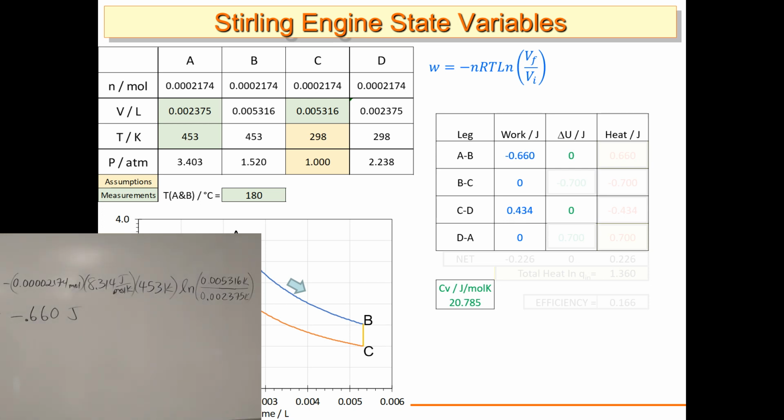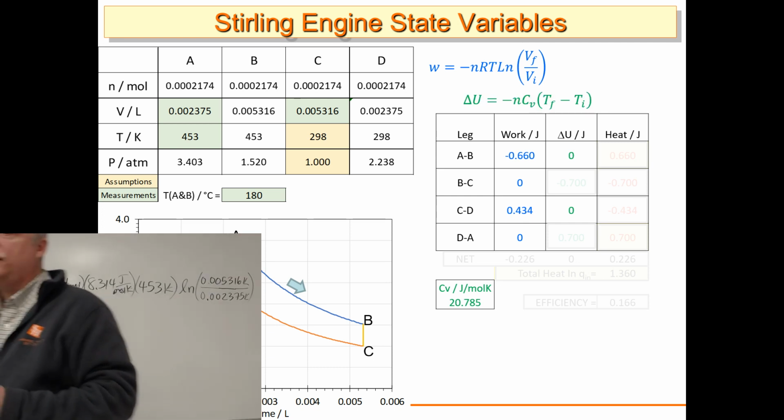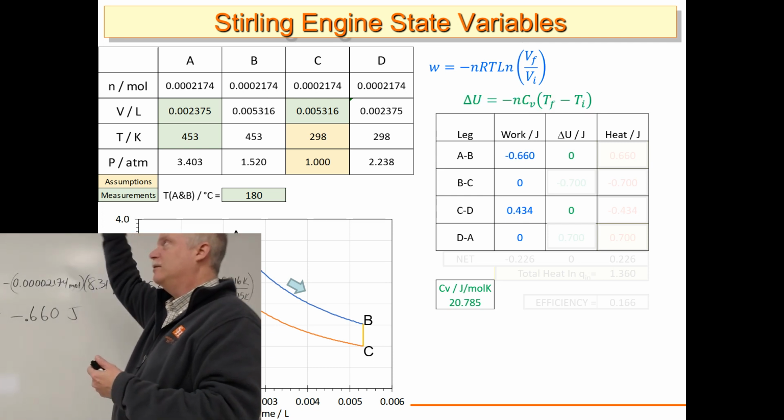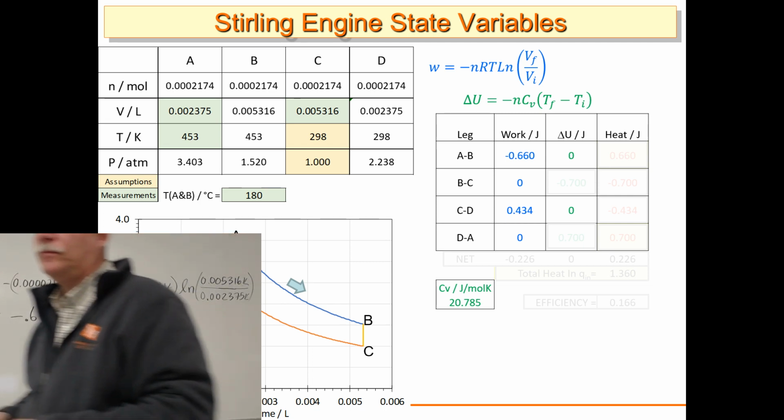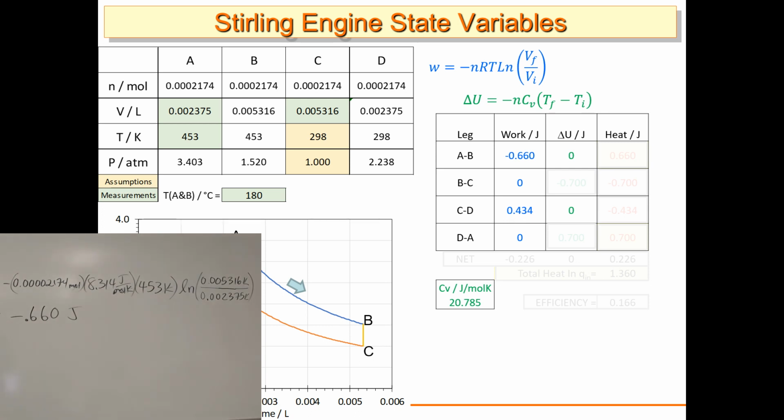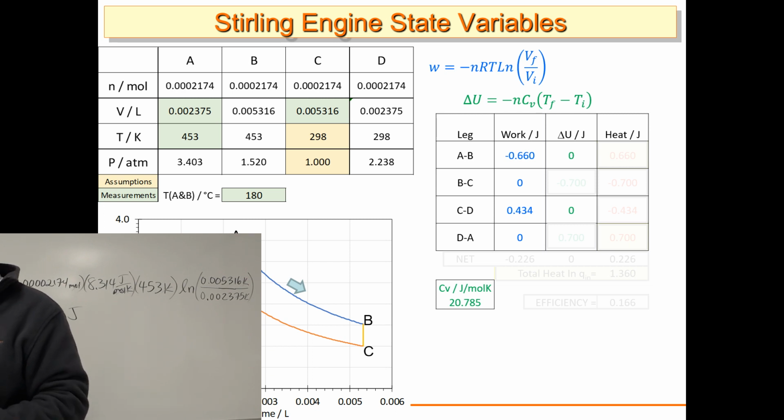Okay, let's do the energy. We kind of had trouble with that one. Here's the equation for energy. That's why I put it off, because these are in order. And so there's the internal energy equation. You see that it's just the heat capacity at constant volume times the change in temperature. So that tells you why there's zero energy change for leg A to B, because it's isothermal. And the same thing for C to D, it's isothermal. So for those isothermal legs, there's no change in internal energy. So we could write those zeros in right away.